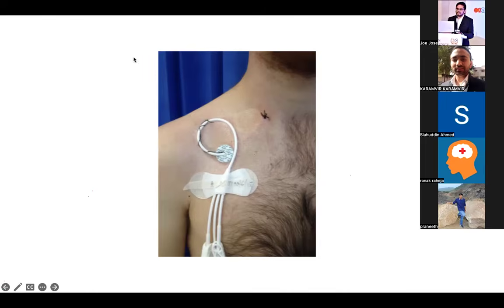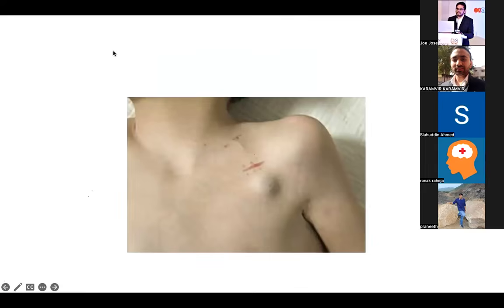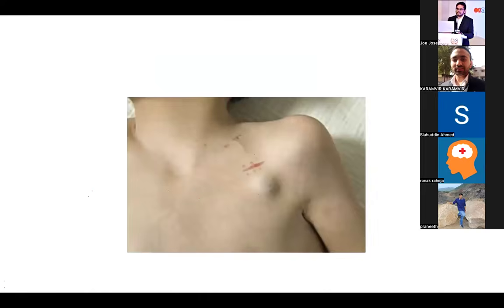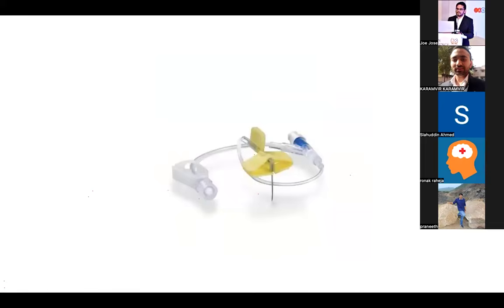So we'll move on to the next instrument. Sorry, this is the tunneled Hickman line. This is the chemoport. Now, can someone tell me what this is? Huber needle, sir. Huber needle. Yeah, so the Huber needle is used in conjunction with the chemoport.